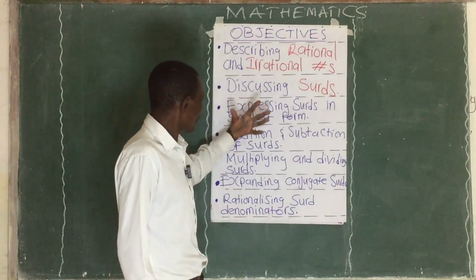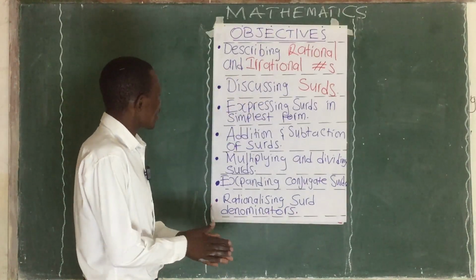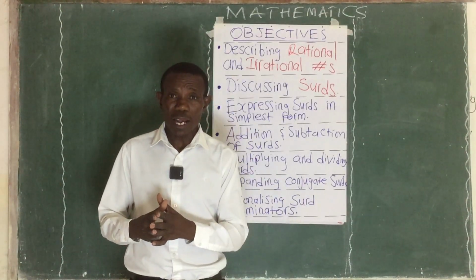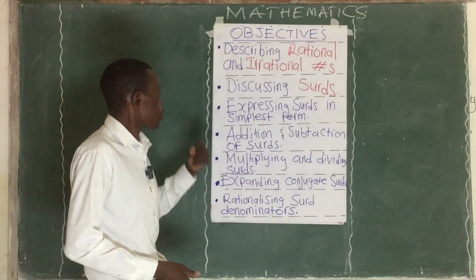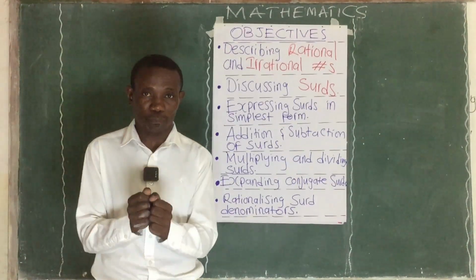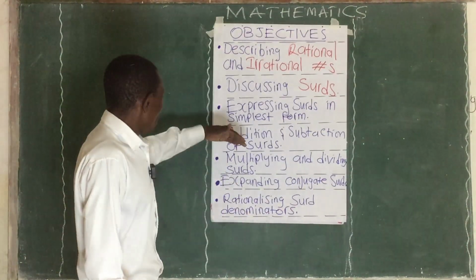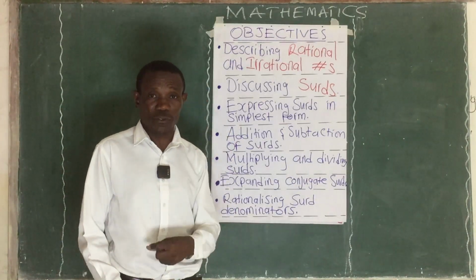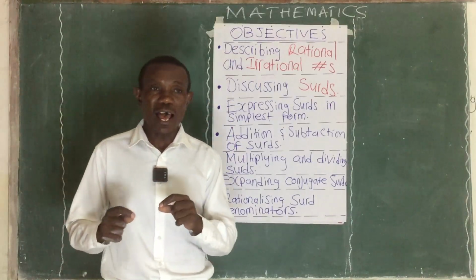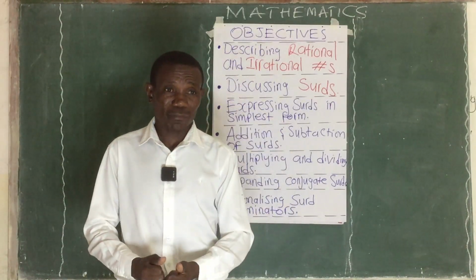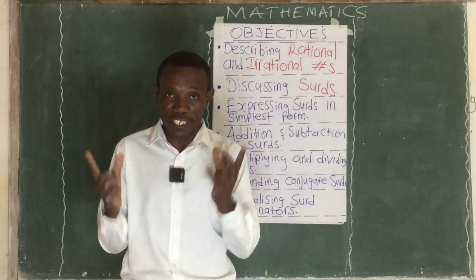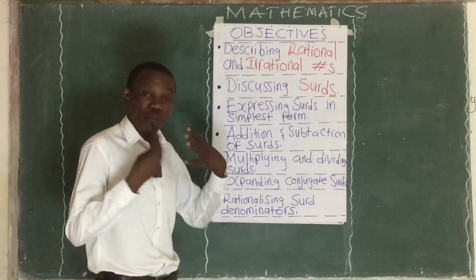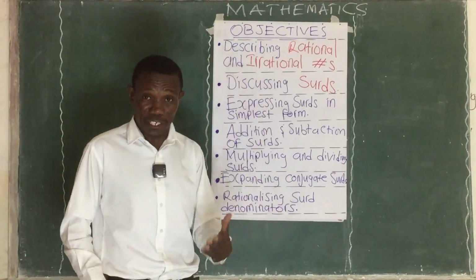What are surds? Thirdly, we're going to express the surds in the simplest form. How do we express surds in the simplest form? Thereafter, we're going to discuss addition and subtraction of the surds. How do we add and subtract the surds? Is it the same as we do with other terms in particular expressions? Let's see here the terms which we call surds. How do you subtract? How do you add?